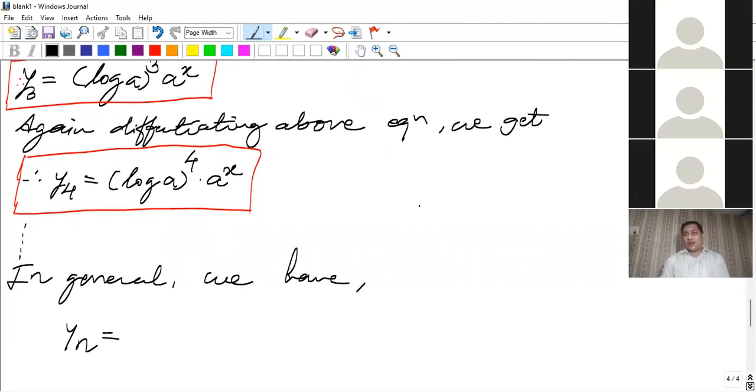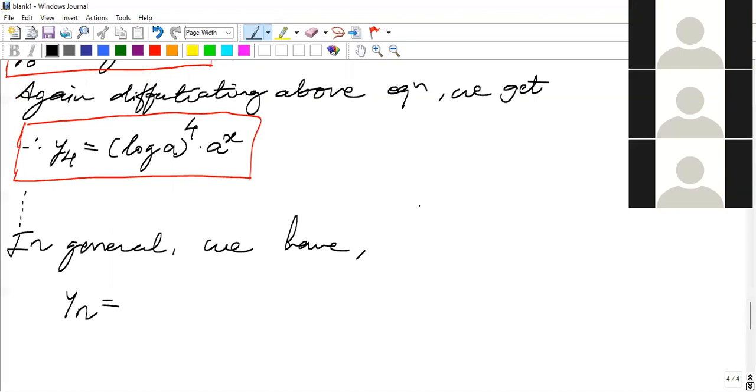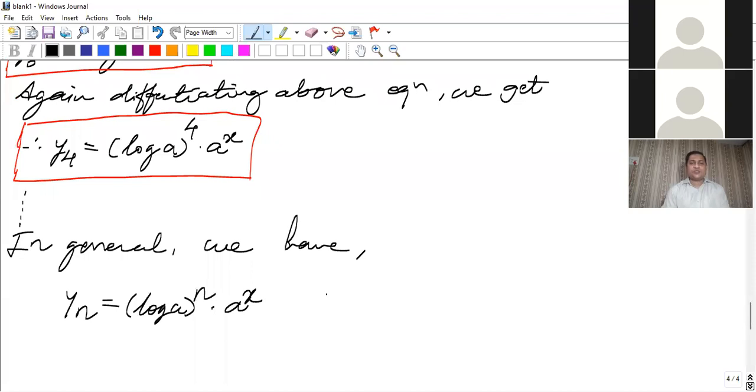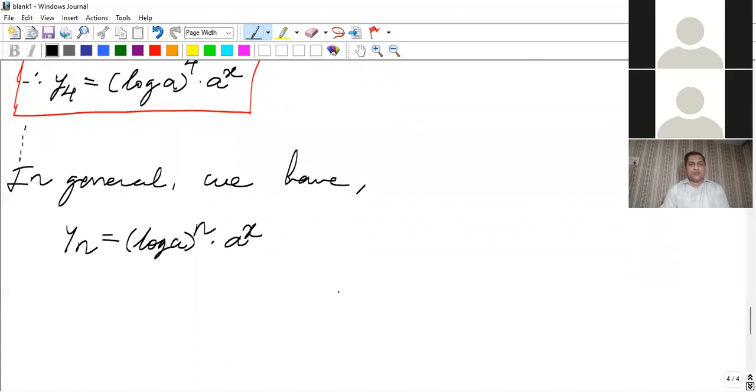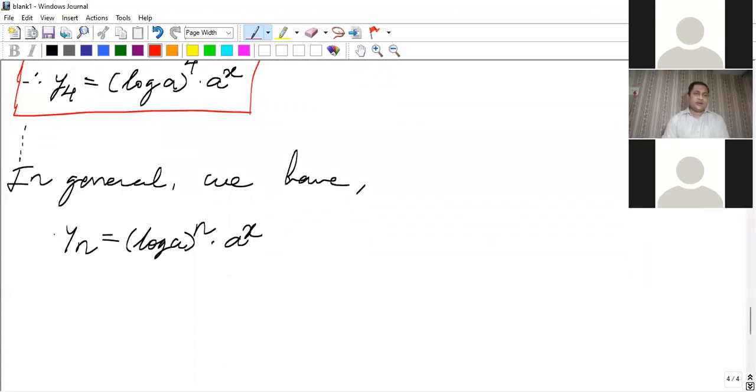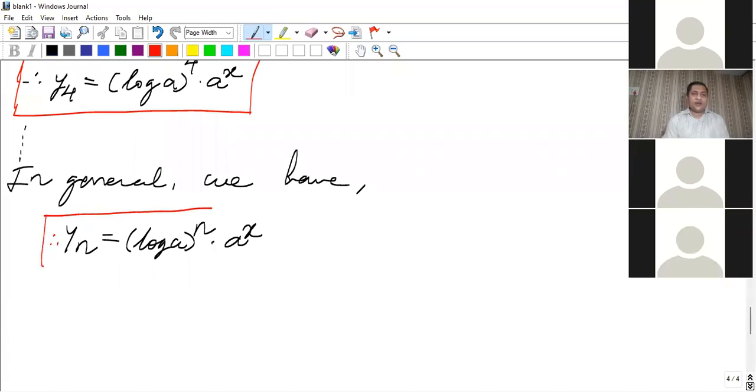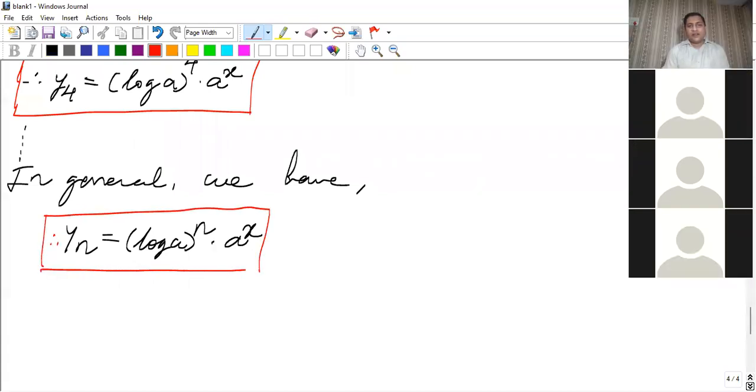Yeah, Dhruv, what will happen to the nth derivative? So we will get log a raised to n into a raised to x. Very good. So log a raised to n into a raised to x. Okay, so please lower your hand. Thank you. So here you are having the nth derivative, yn is equal to log a bracket raised to n into a raised to x.